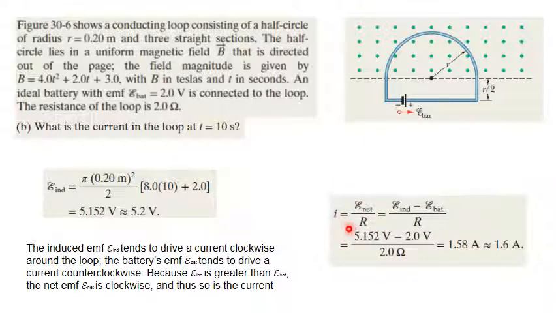So the current would be 5.152 volts, which is the induced EMF, minus 2 volts, which is the EMF of the battery, over 2 ohms, which is the resistance of the loop. So we can find the current in the loop at time t equals 10 seconds equals 1.58 amperes. And the direction of the current would be clockwise.